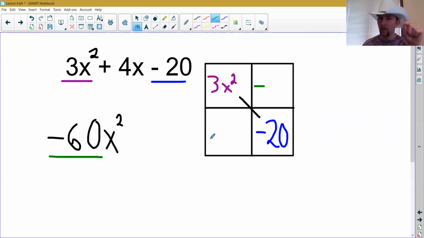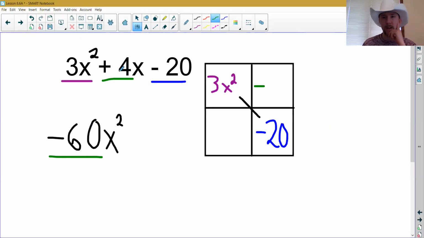And one of them is going to need to be a positive, because a negative times a positive is the only way I can get a negative answer, right? So I know they need to multiply to this negative 60. I need them to add together to be this positive 4 from the middle of my polynomial, okay? I need them to multiply to be the same as these two multiply together. I need them to add to be the middle piece from my polynomial.